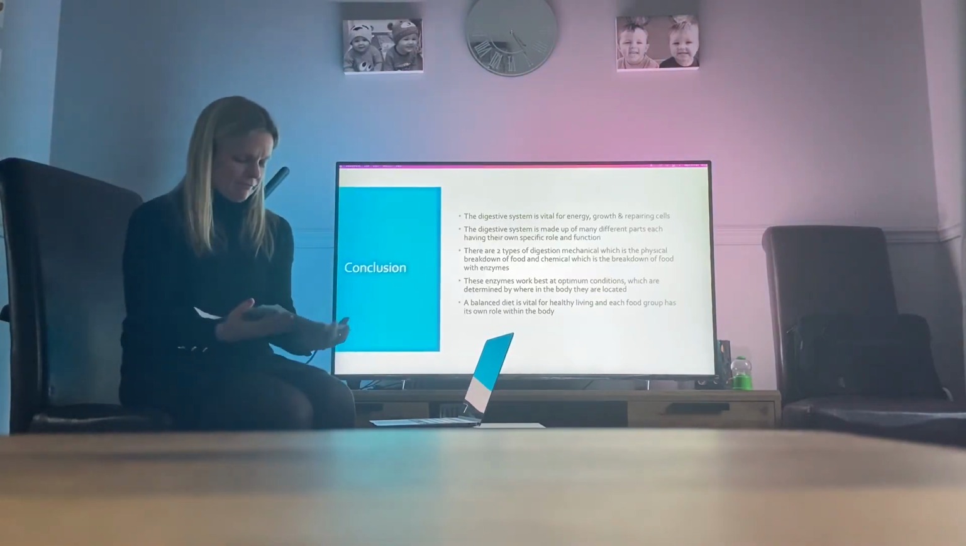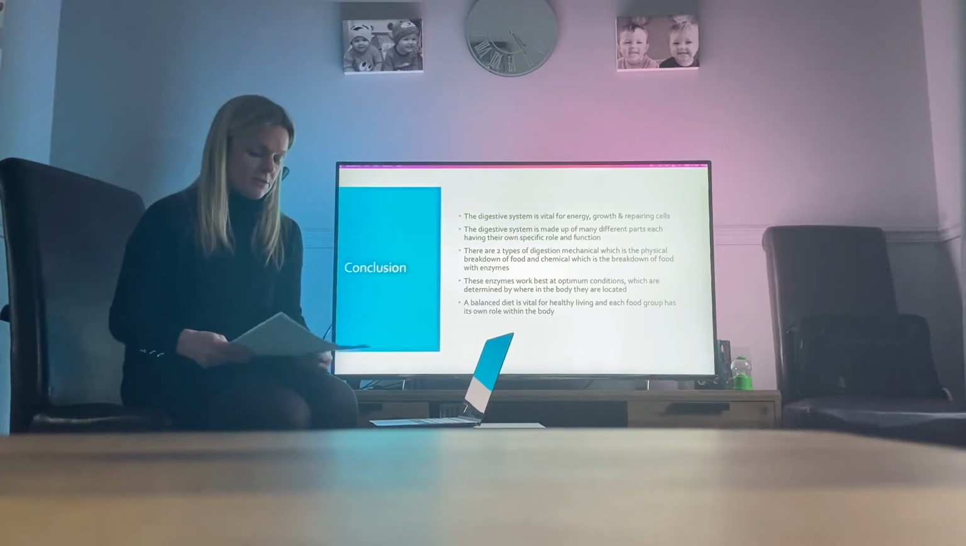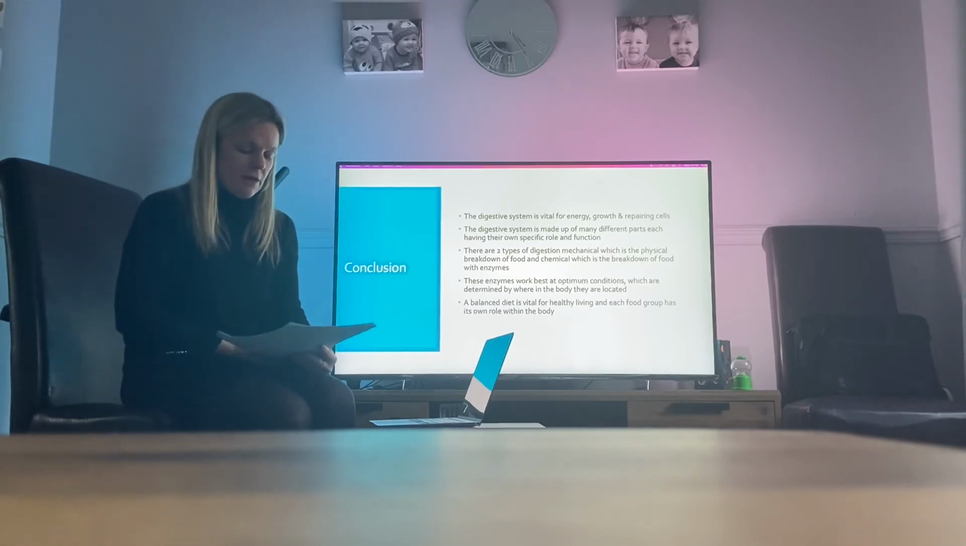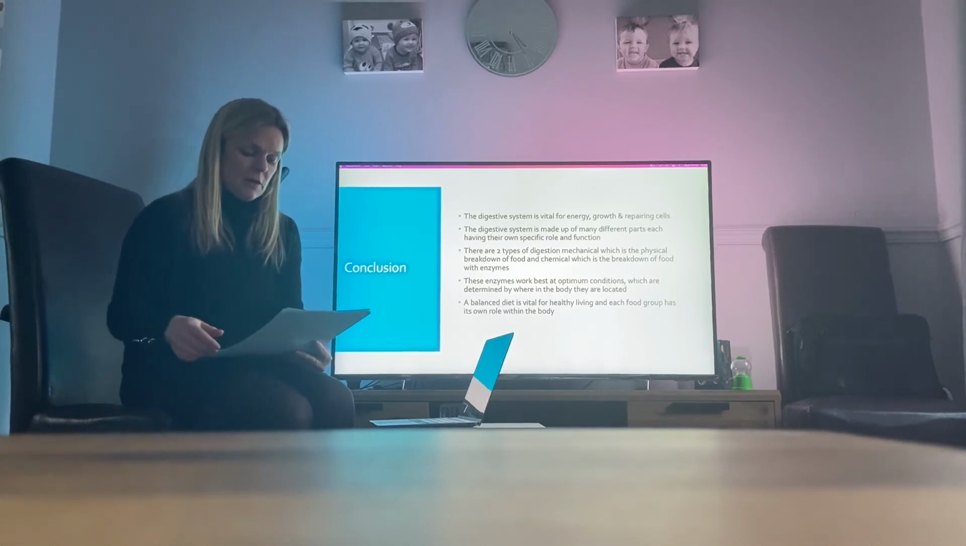In conclusion, the digestive system is vital for energy, growth and repairing cells. The digestive system is made up of many different parts, each having their own specific role and function. There are two types of digestion: mechanical, which is the physical breakdown of food, and chemical, which is the breakdown of food with enzymes. These enzymes work best at optimum conditions, which are determined by where in the body they are located. And a balanced diet is vital for healthy living, and each food group has its own role within the body.